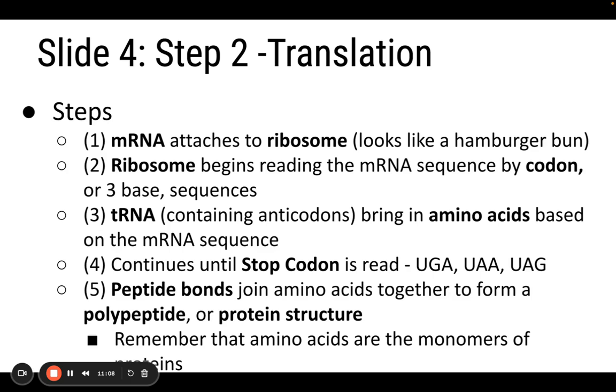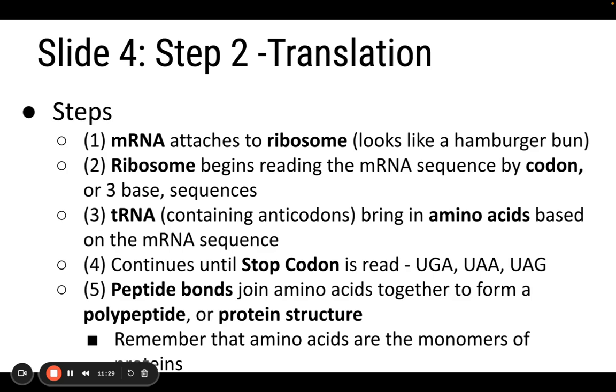First, the messenger RNA that was made in the nucleus attaches to a ribosome, and, as I said earlier, it kind of looks like a hamburger bun. The upper and lower subunits will lock onto the messenger RNA, and then the ribosome will begin reading that messenger RNA by codons, or groups of 3 bases, until it reaches what we would call a start codon.